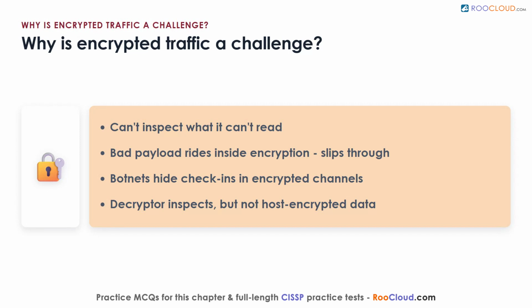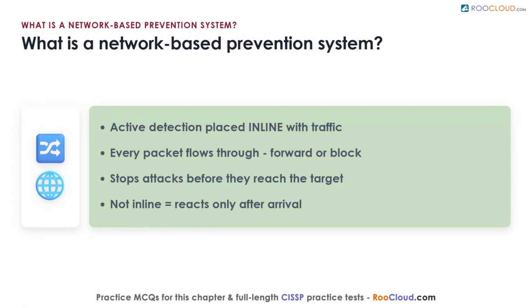What exactly is a network-based prevention system? It is a special kind of active detection system placed directly in line with the traffic. Because every packet must flow through it, it can analyze each one and choose what to forward and what to block, stopping an attack before it ever reaches the target. Contrast that with an active detection system that is not in line. It can only react after the traffic has already arrived, so it responds to an attack in progress rather than preventing it. A clear industry trend is replacing detection systems with prevention systems by moving them in line. Picture the difference between a bouncer who checks everyone at the door and a guard who only reacts once a troublemaker is already inside.